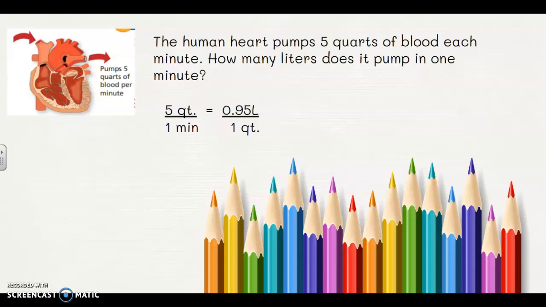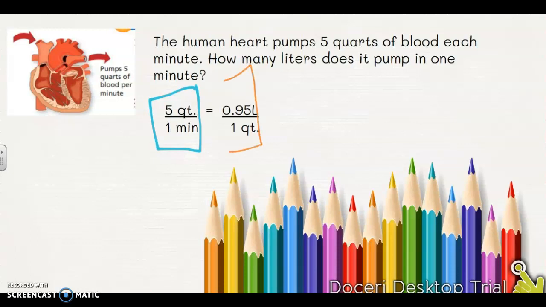Let's try another one. The human heart pumps 5 quarts of blood each minute. How many liters does it pump in 1 minute then? Well, I looked up for us to see how many liters are in a quart, because what I'm trying to do is get from quarts to liters. So this is my original right here. This is what I started with. And I'm going to multiply it times my fancy one, or my unit rate, which is hard to see, sorry.